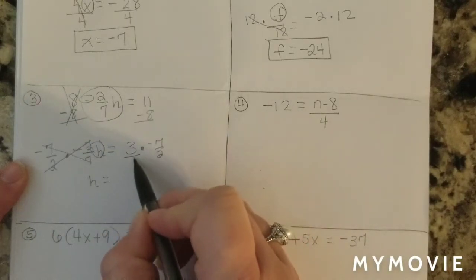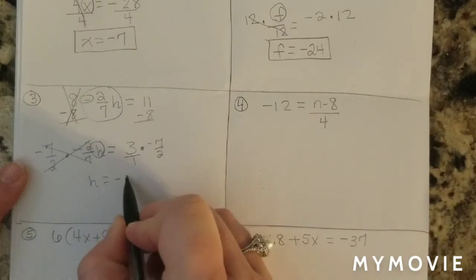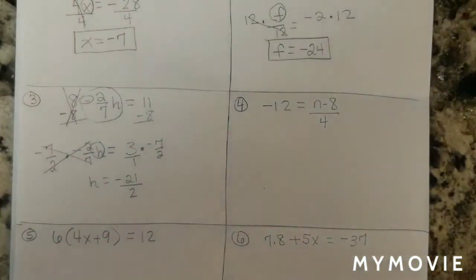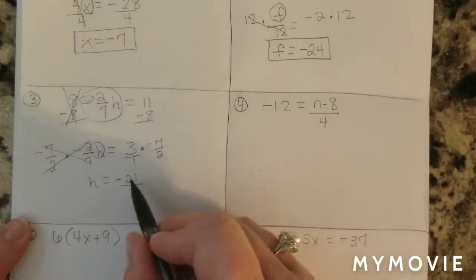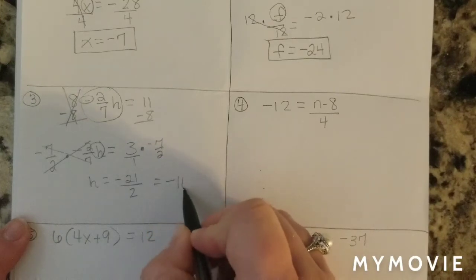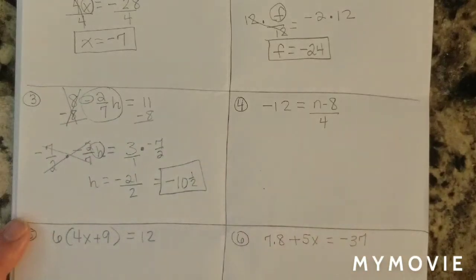And we know when multiplying fractions, we just multiply straight across. So we have negative 21 over 2. And we can reduce that because it's an improper fraction, so we need to divide the top by the bottom. So negative 21 divided by 2 is equal to negative 10 1/2. So h is equal to negative 10 1/2.